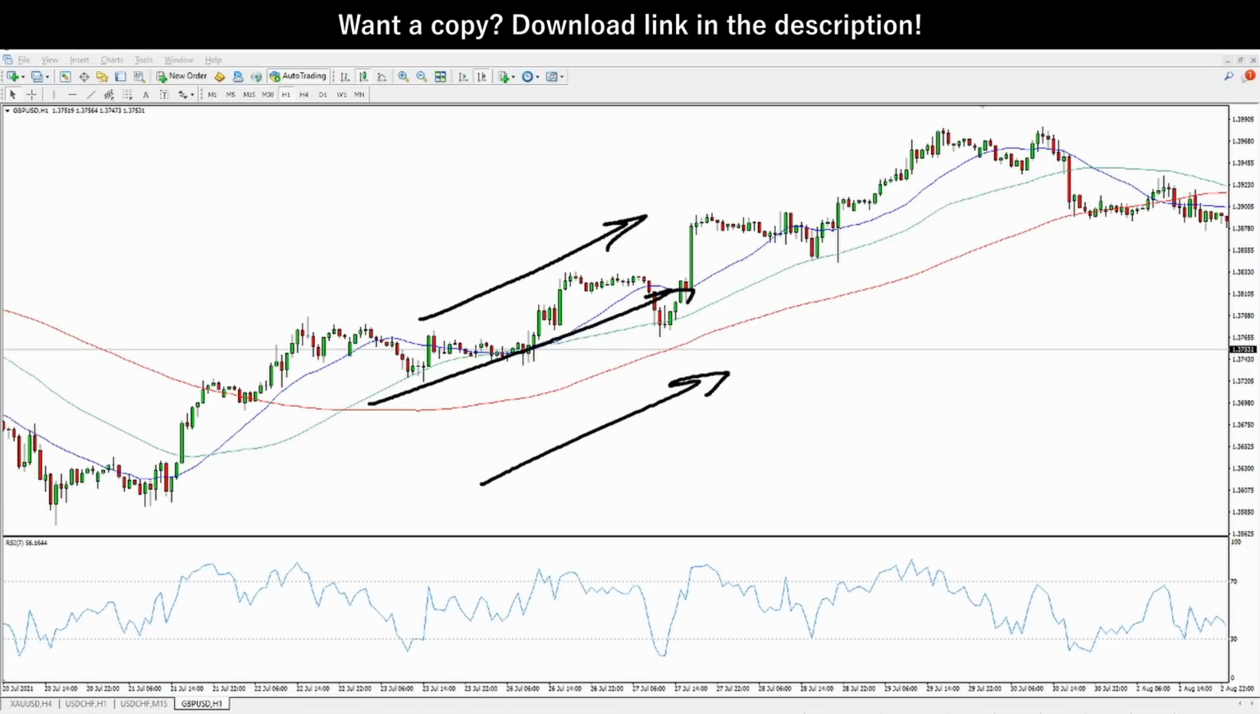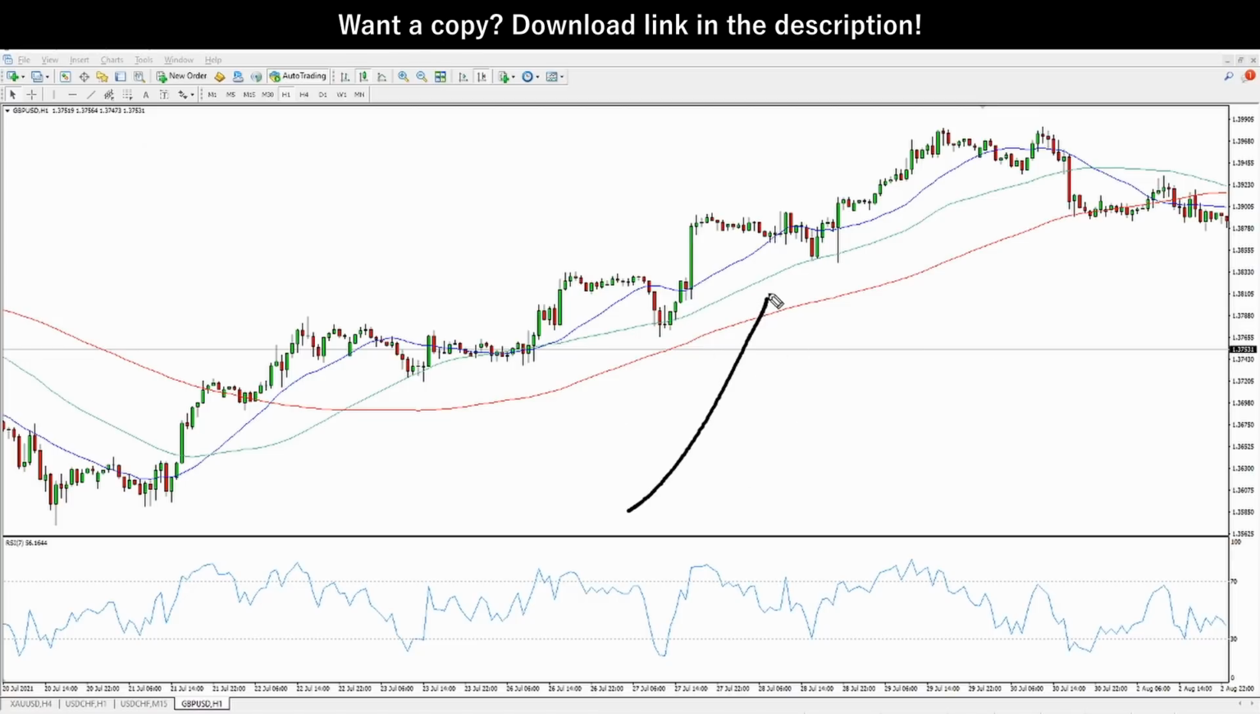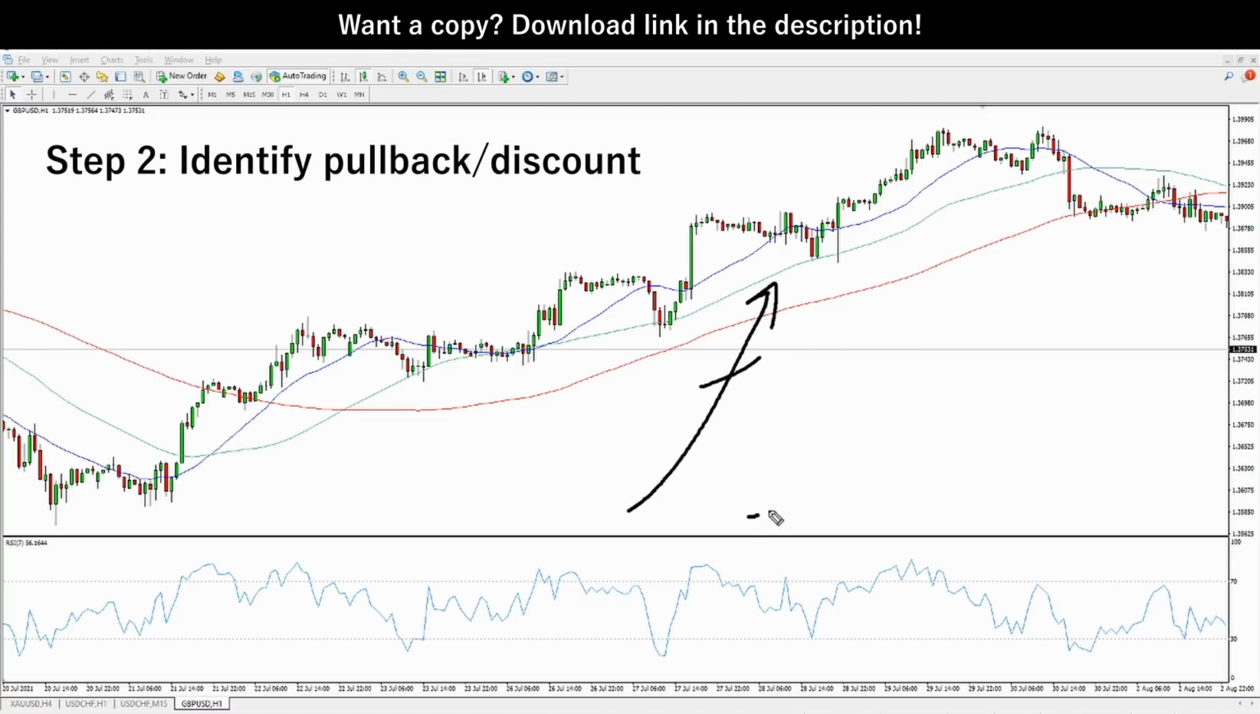Second of all, I mentioned that I like to buy discounts and buy pullbacks, right? So I don't want to be buying here. I'd like to be buying somewhere like this, right? I'd like to buy the pullback.